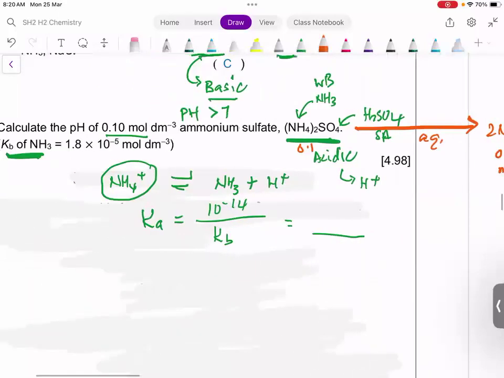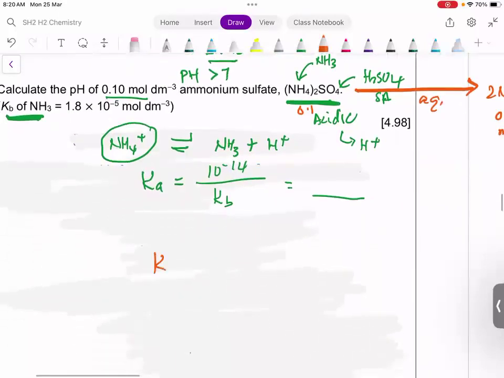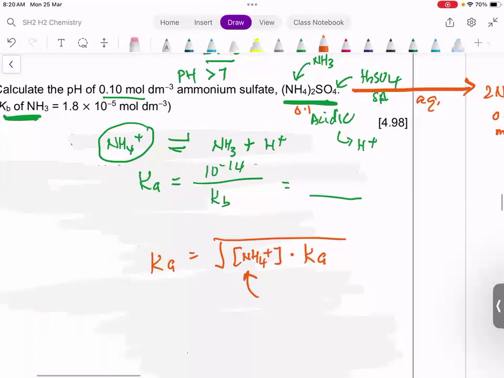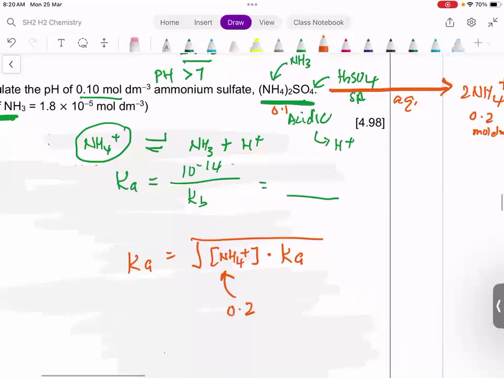Okay, so when I substitute into my Ka expression, it will be the square root of the concentration of your salt multiplied by its Ka value. So this concentration must be 0.2. So if you did not manage to get this answer, it could be you have forgotten to multiply by 2. Can? Okay, you just double check your working. If everything agrees with mine, then you should get the correct answer. Can or not?